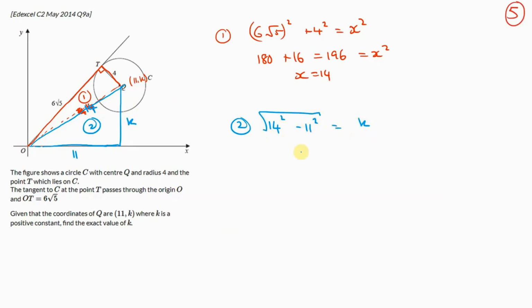So therefore if I do root of 14 squared minus 11 squared, that will just give me that length of k. So that gets me root 75. And it's not asked for in its simplest form, so you could leave it like that, but we could leave it as 5 root 3.